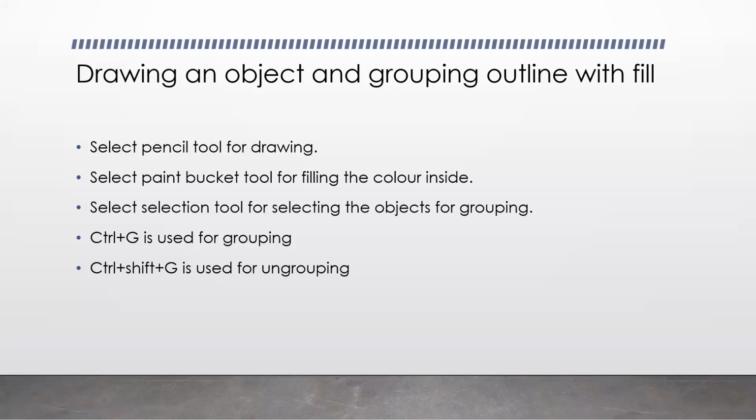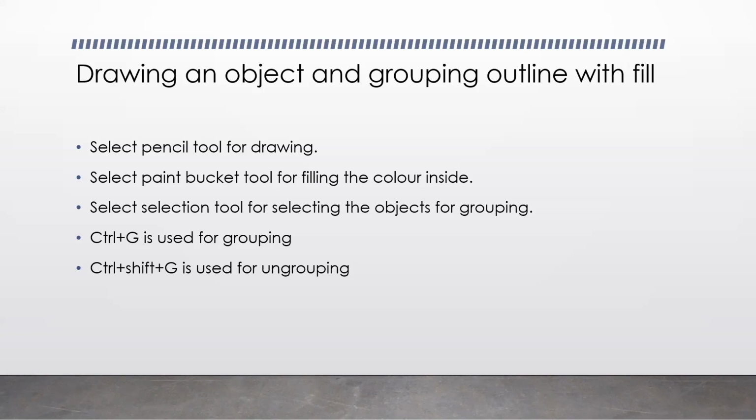Is it clear? Now I have told you that you have to select the pencil tool for drawing. Then you have to use the paint bucket tool to put the paint inside the outline. And then in order to make them one whole object, you have to select with the help of the selection tool. Then Control plus G is used for grouping, and Control Shift G is used for ungrouping. That can be used later. But you have to learn both the shortcut keys here.